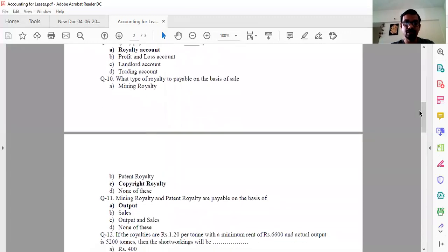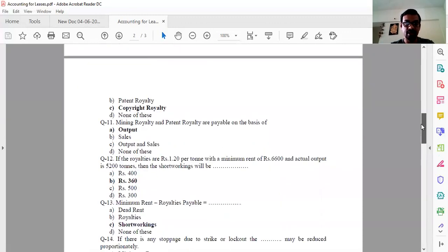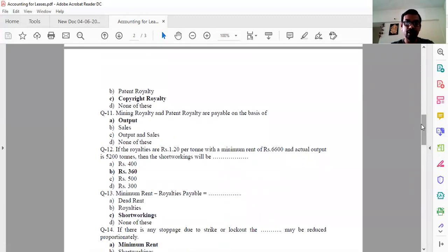What type of royalty is payable on the basis of sale? Mining royalty, patent royalty, copyright royalty, none of these. The right answer is copyright royalty. Okay. Then mining royalty and patent royalty are payable on the basis of output, sales, output and sales, or none of these. The right answer is output, that is production.